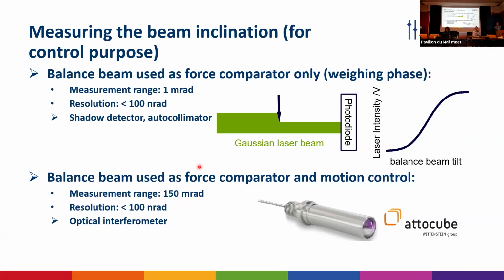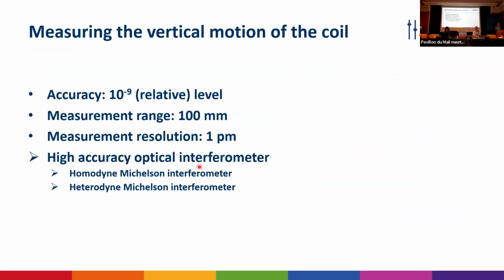And this time you will need to use an optical interferometer, again with the same kind of resolution at a few hundred nanoradian range. But again, here you don't need a very high accuracy for your measurement. So commercial systems, such as, for example, AutoCube, but I will give other examples later on, are perfectly suited for this kind of application.